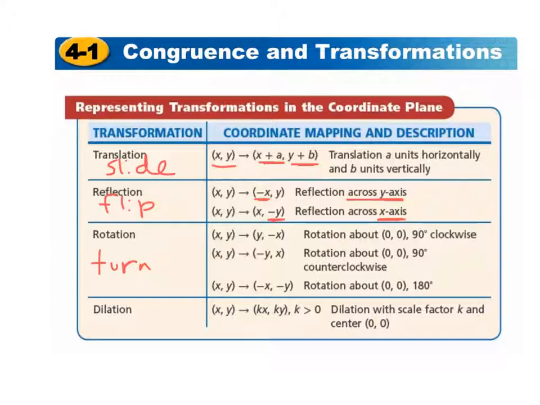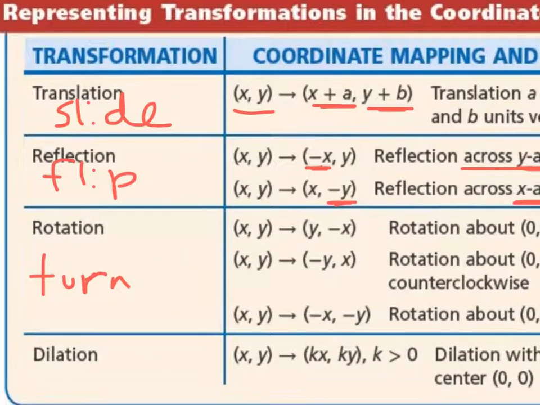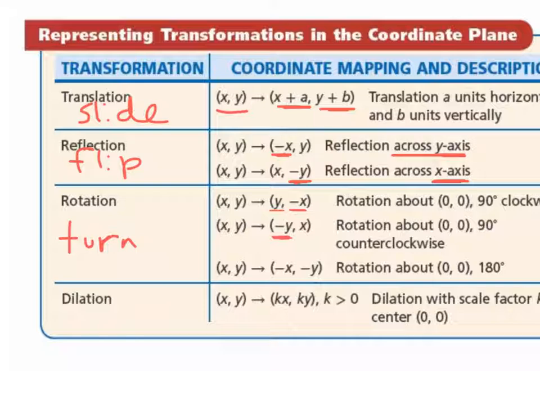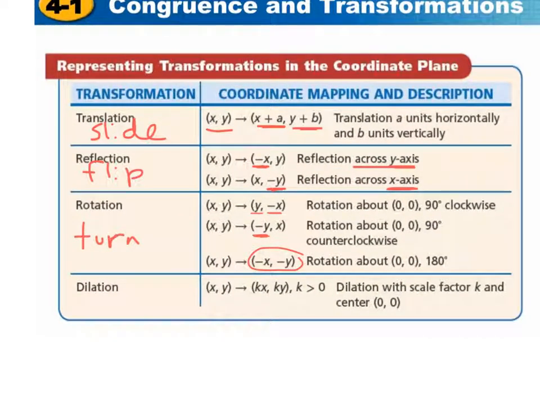When we rotate 90 degrees clockwise, we flip the x and y so they change positions, and we make x negative. When we rotate counterclockwise, we change the x and y, but y is negative. When we rotate 180 degrees, we leave them in the same order, but they're both negative. And then dilation is when you multiply the x and y by a number, and that number is called the scale factor. We're going to go over lots of examples.